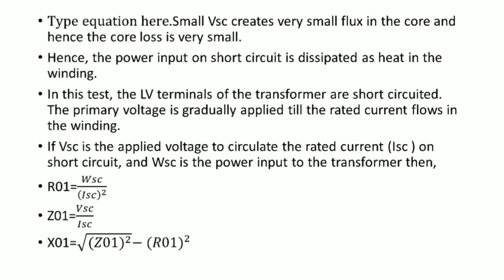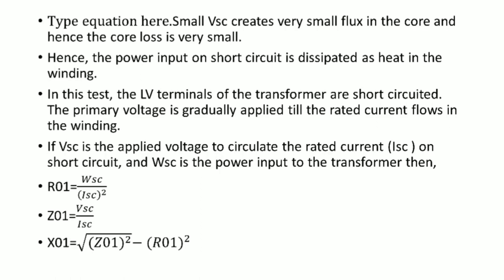So that's why very small flux is produced. So that's why we are neglecting the core losses. They are very small, so we neglect the core losses during the short circuit test. So whatever power is dissipated in the form of heat, that is recorded by the wattmeter, and those are nothing but the copper losses.